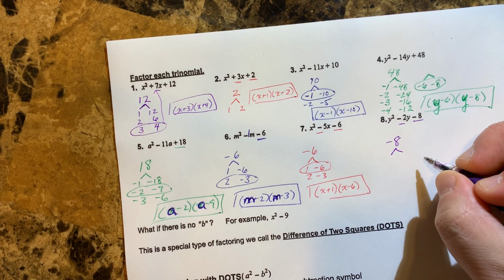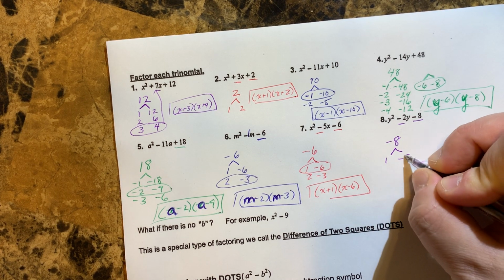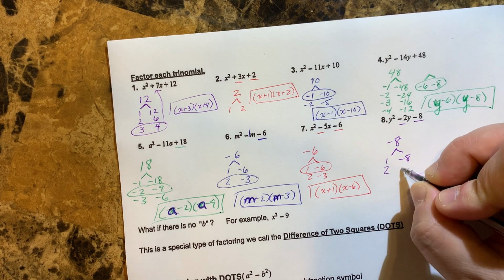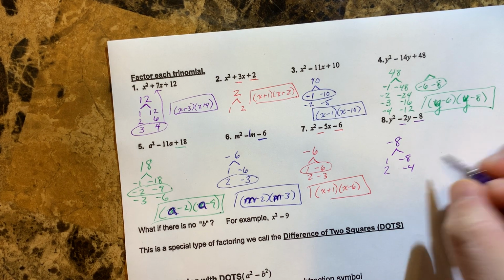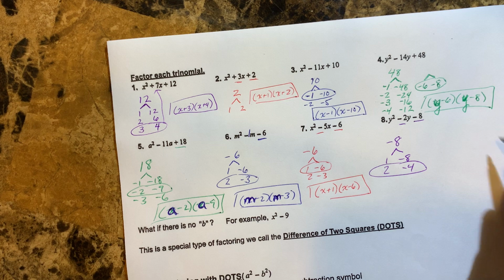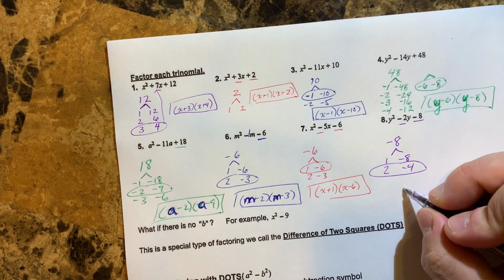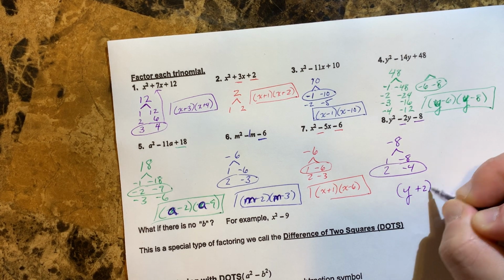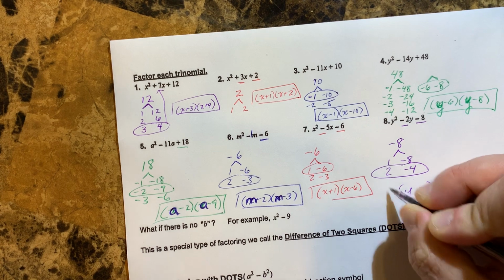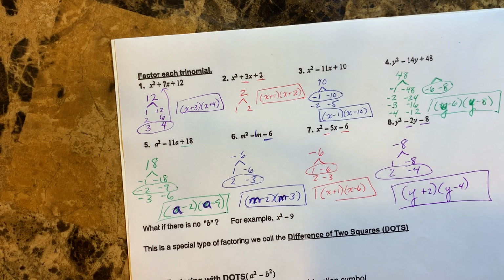Negative 8 can be broken down into 1 and negative 8 being multiplied, or 2 and negative 4 being multiplied. But the ones that add together to make negative 2 are 2 and negative 4. So y plus 2 times y minus 4 would be our answer.